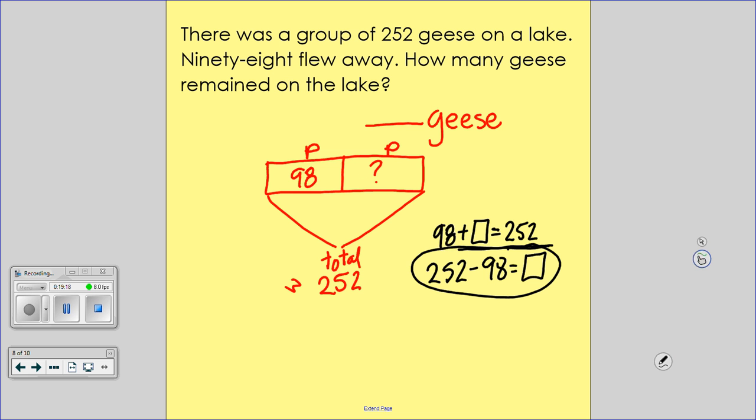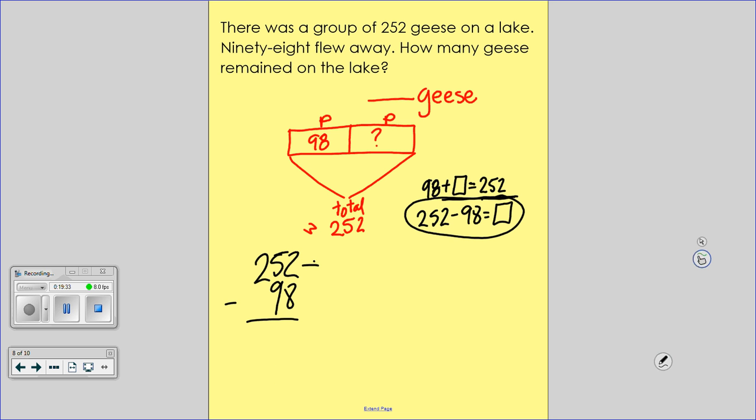All right, let's set up our equation. 252, because that's my whole. If I'm writing, you're writing. Subtract 98, because that's my part. Expand it out.